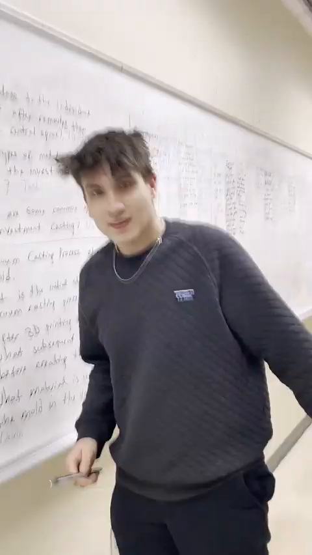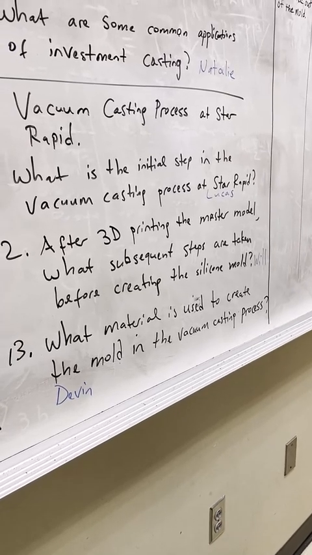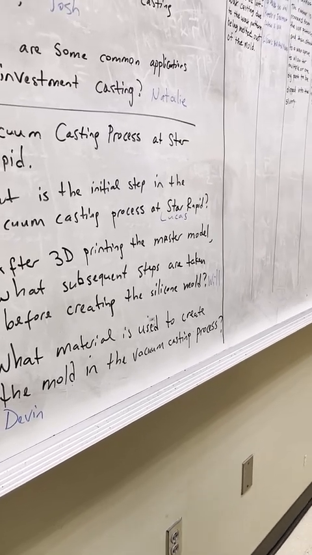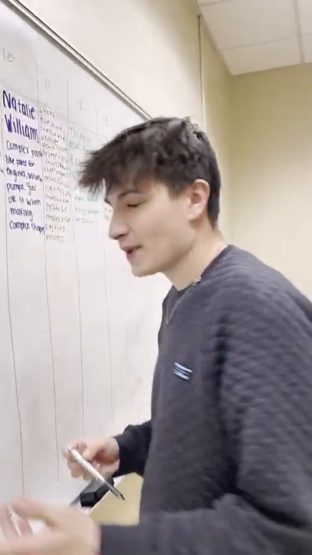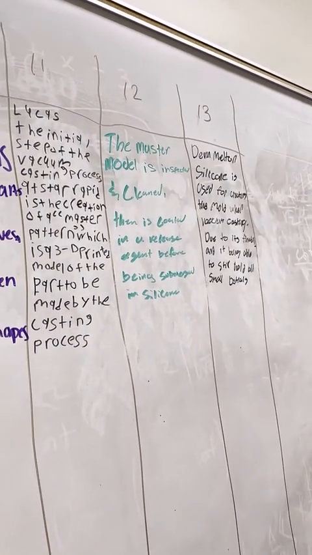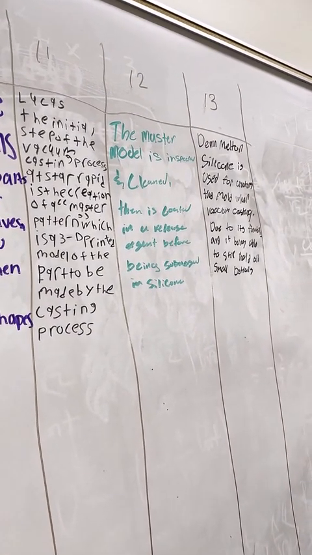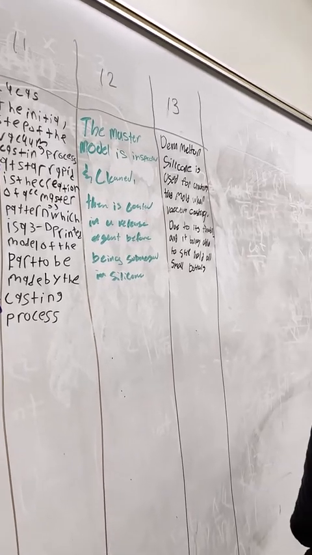Thank you. Hello, my name is Will. I had question 12. After 3D printing the master model, what are the subsequent steps that are taken before creating the silicone mold? After the master model is created, it is inspected and cleaned thoroughly. That way you have a good casting for the mold. And then it is coated in a release agent and then submerged in the silicone. That way a silicone mold can be made.